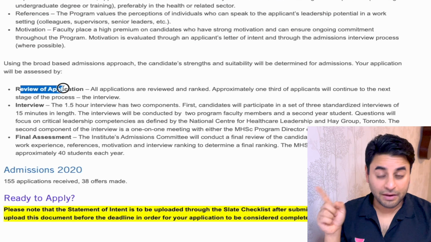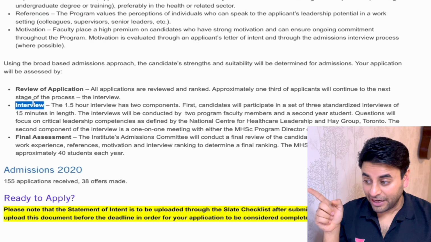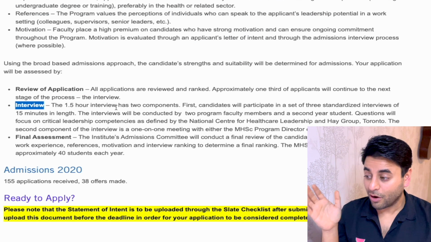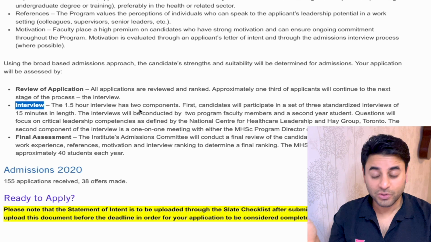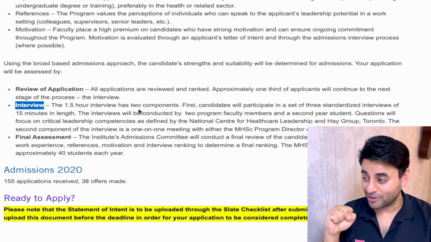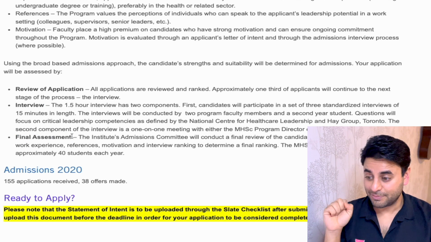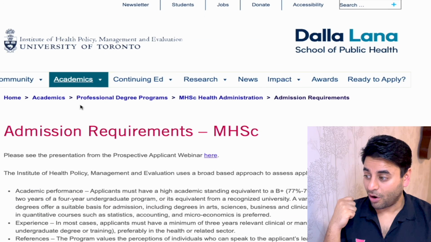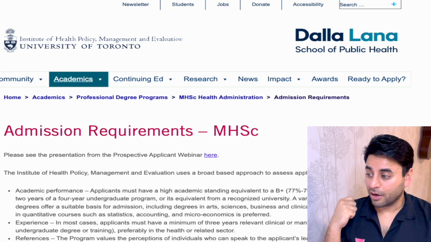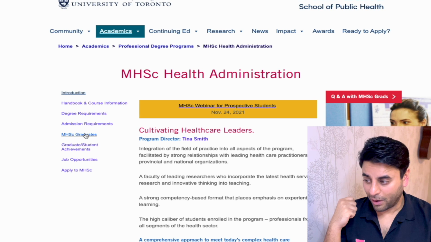So they have application review. They also have an interview, which is 1.5 hour component of this. So you can go through it and make sure you are solid prepared for the interview. And the final assessment is done with the academic admission committee. So that's all for when we talk about the admission requirements.